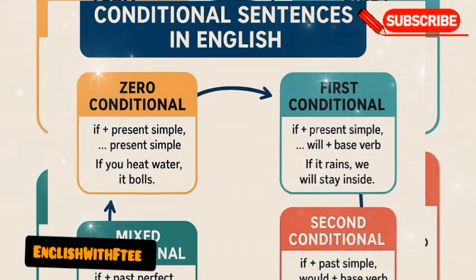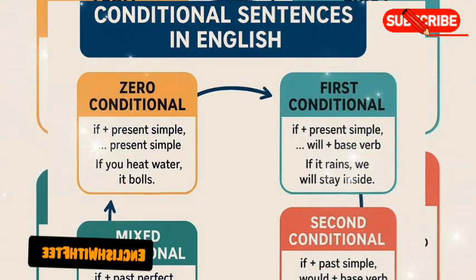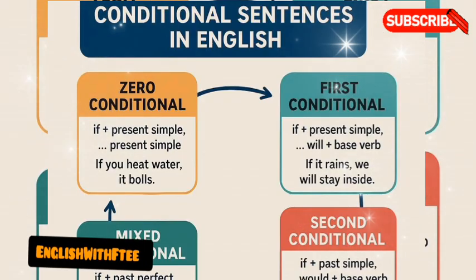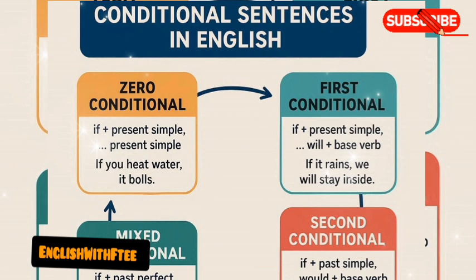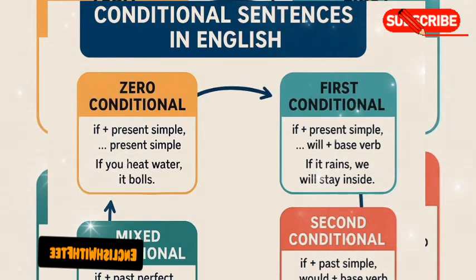Here is a simple example. If it rains, we will stay indoors. In this case, if it rains is the condition. We will stay indoors is the result. You can spot most conditional sentences by looking for words like if, when, or unless.